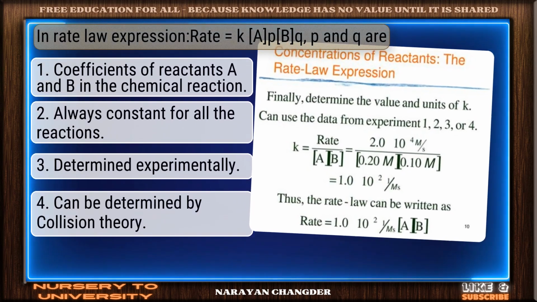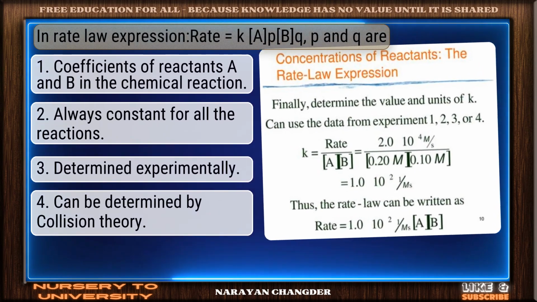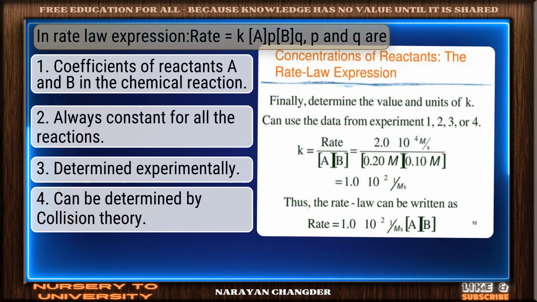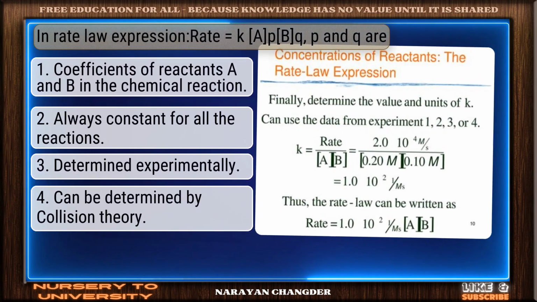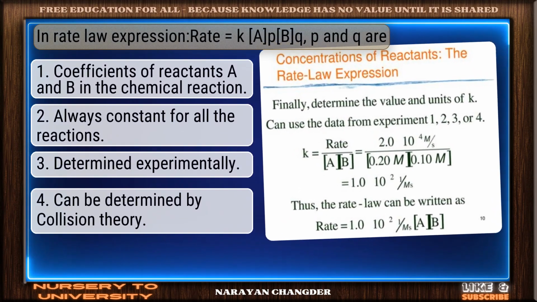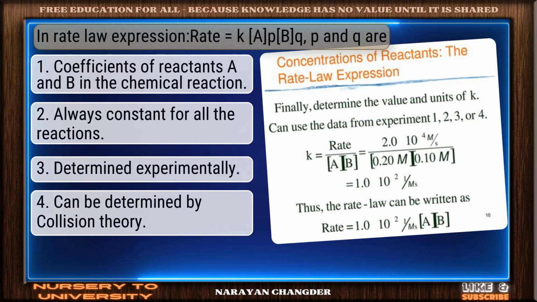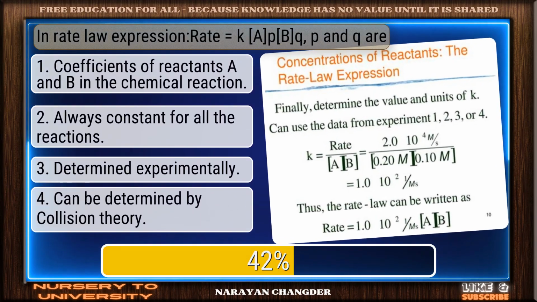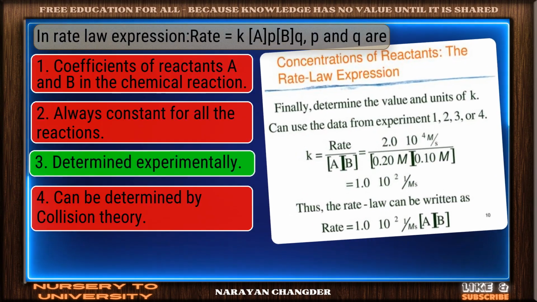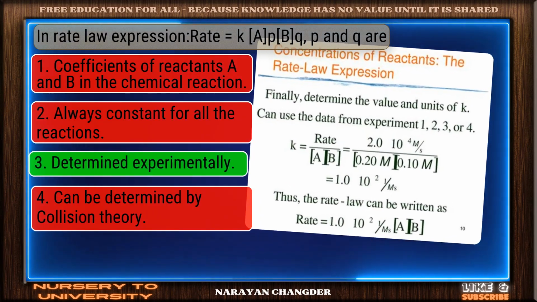In rate law expression, rate equals k[P]^x[Q]^y, where x and y are Option 1, coefficients of reactants A and B in the chemical reaction. Option 2, always constant for all the reactions. Option 3, determined experimentally. Option 4, can be determined by collision theory. That's it, determined experimentally.